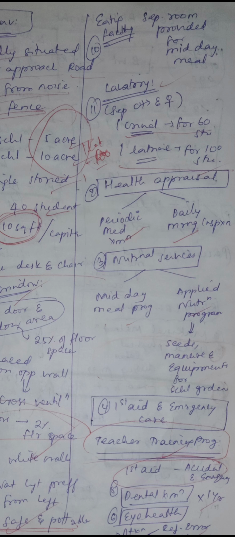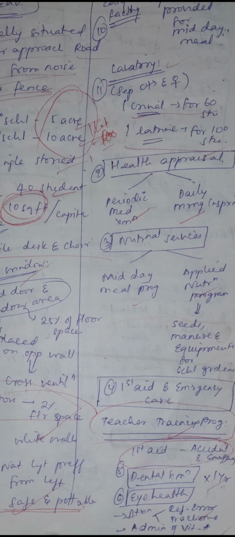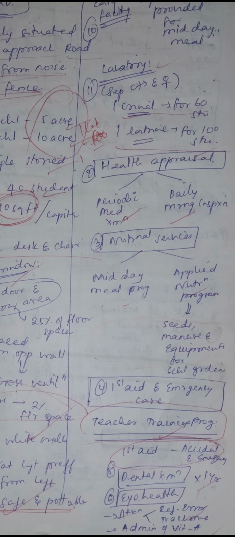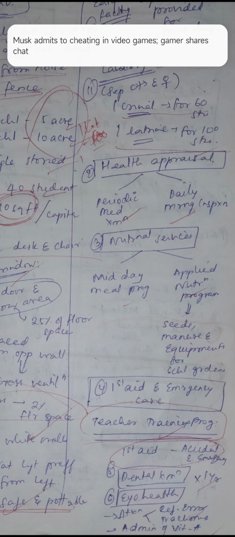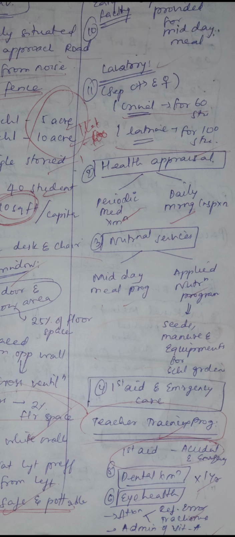Talking about health appraisal, the second domain, it should include periodic examination and daily morning inspection. Daily morning inspection in the assembly and periodic health examination will improve the health condition of the children. Talking about nutritional services, that is the midday meal program and the applied nutrition program. The midday meal program will be discussed later. The applied nutrition program is nothing but seeds, manure, and equipment for the school gardens.